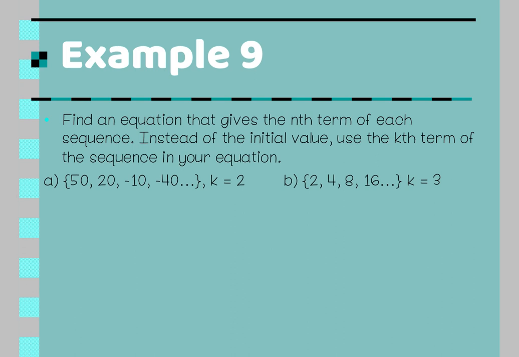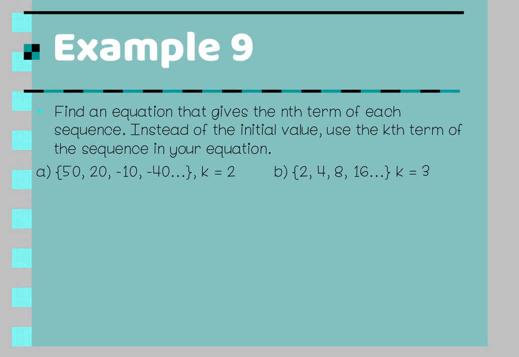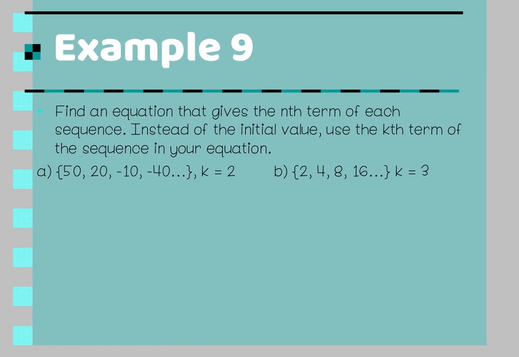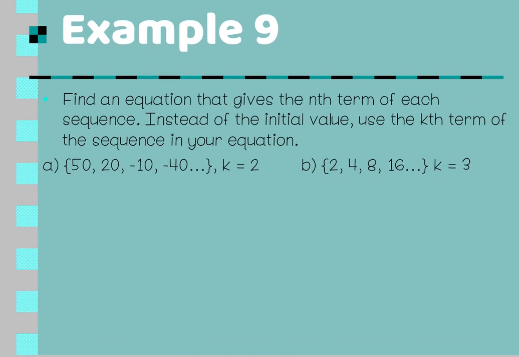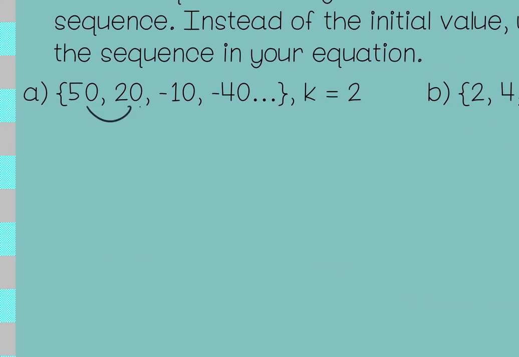Last one says, find an equation that gives the nth term of each sequence. Instead of the initial value, use the k term of the sequence in your equation. So first of all, it doesn't say if it's geometric or arithmetic, right? So I have to figure that out first. If I look at A, what's happening here? You're subtracting by 30, which makes this what? Good. And D is -30.